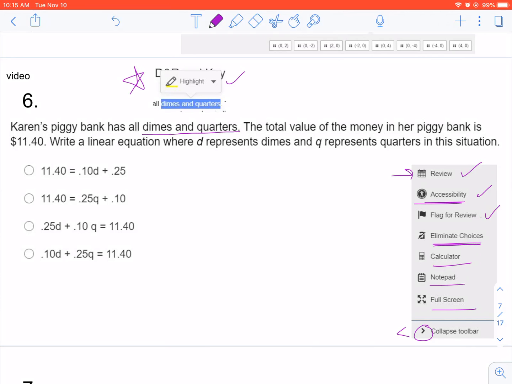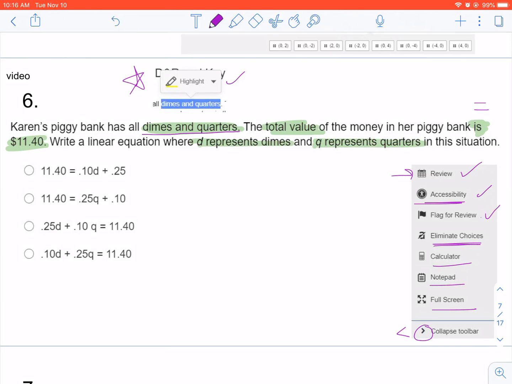So for this question, as you run across these words that are important, you're going to highlight them. It says Karen's piggy bank has all dimes and quarters. That's important. The total value of money in her piggy bank is $11.40. So that's saying the total value is, and another word or symbol for "is" is equals. Write a linear equation where D represents the dimes and Q represents the quarters in this situation.